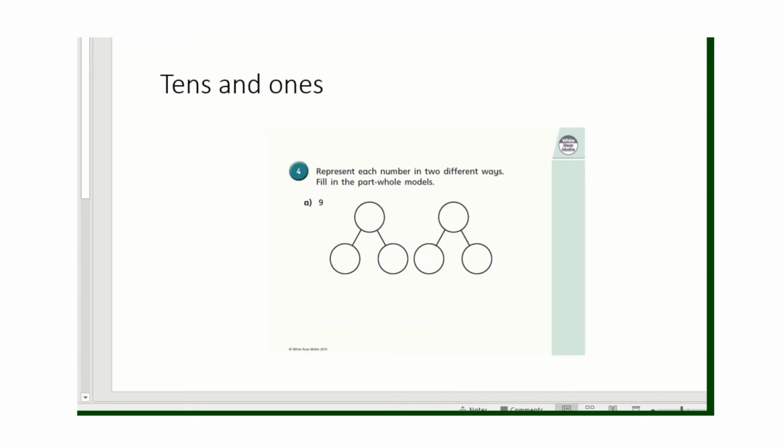Now then, we're going to think about representing a number in 2 different ways. I can even think of 3. So I'm going to model it with 9. Now 9, you could use your fingers, couldn't you? If you have 2 hands, you've got 5 and 4. Or you could have 9 and 0. I wonder what other ways you could have.